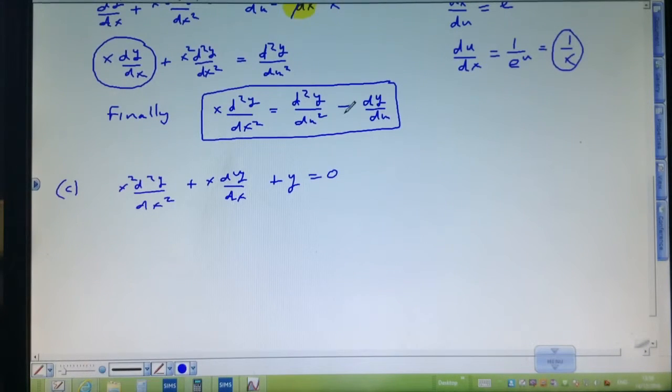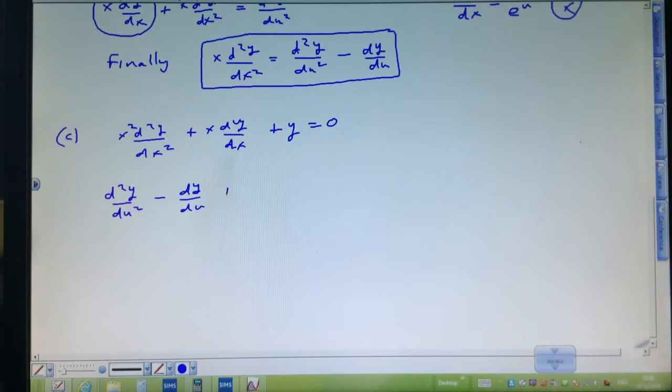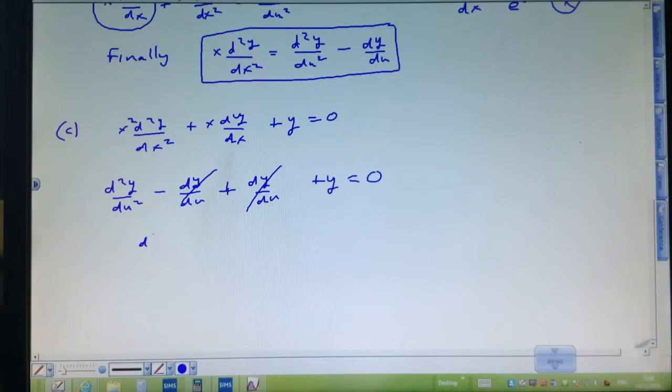Well, that can be replaced with d2y by du squared minus dy by du, and the x dy by dx is replaced with dy by du. So it is plus dy by du, and I've got to add the y to it, and it equals 0. These two cancel out, and you're left to solve d2y by du squared plus y equals 0. Now this is a homogeneous equation because it equals 0, and it is linear. It's dead easy. It's got a constant here and a constant here, so we can now go ahead.